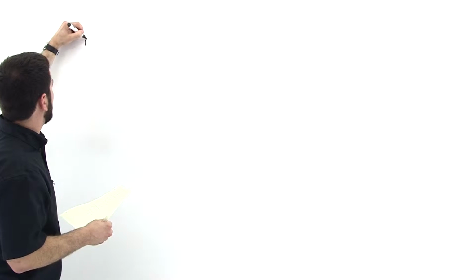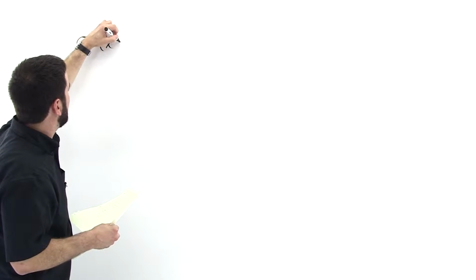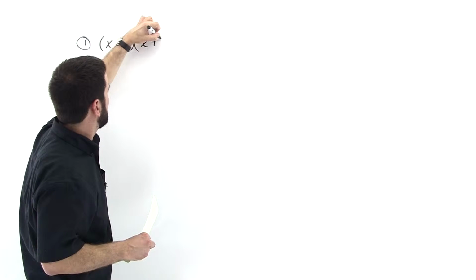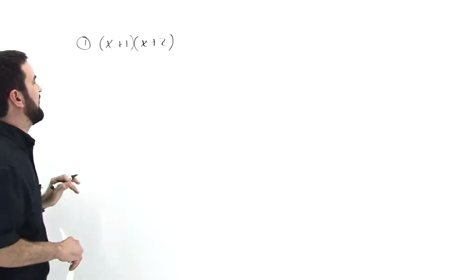This is an introduction to foiling and polynomials. So say we're given x plus 1. This will be our first example. We're given x plus 1 times x plus 2, and we're asked to FOIL this, right?